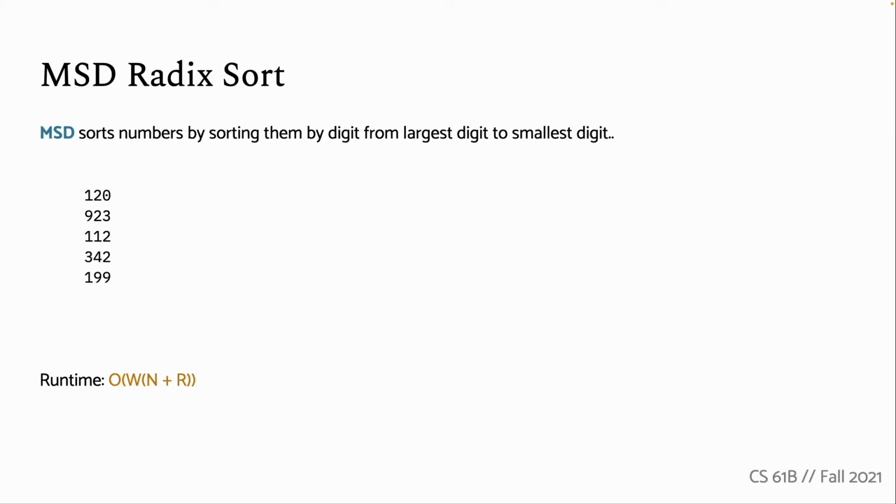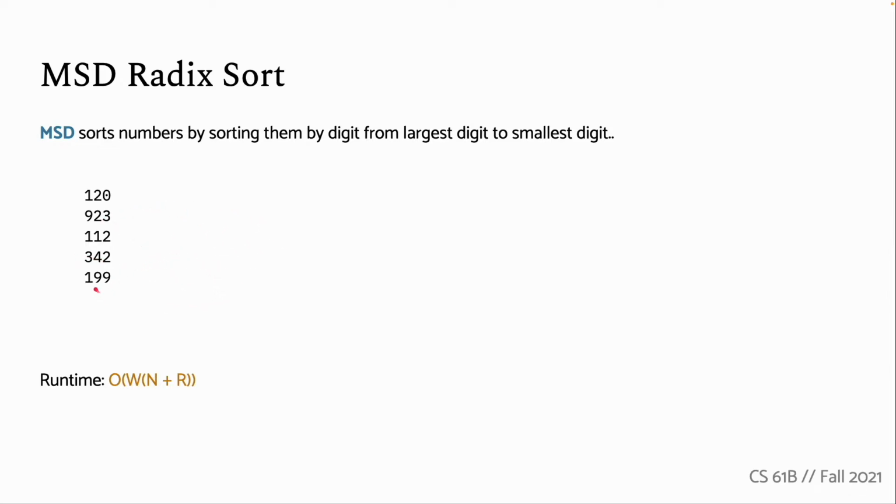MSD radix sort is very similar. The only difference is that you start from the largest digit and go to the smallest digit. When you do this, there are some extra steps you have to take in order to prevent things from getting messed up. The big thing is that you can't cross over once you have put two items in the same bucket, and you choose your buckets by the digits themselves. So let's say we start with the most significant digit. We have 120, 112, and 199. Those are in one bucket because their most significant digit is a 1. Then we have 342 in its own bucket and 923 in its own bucket.